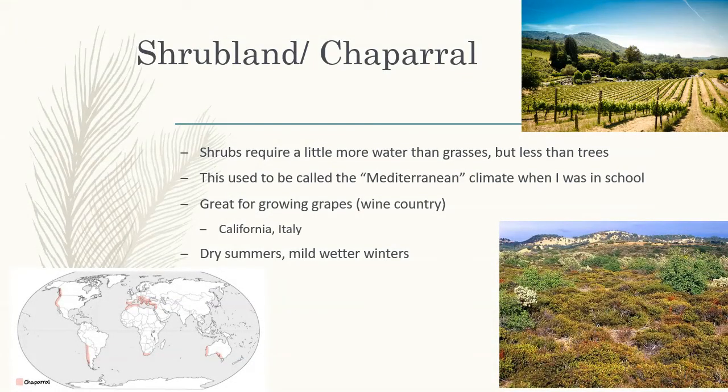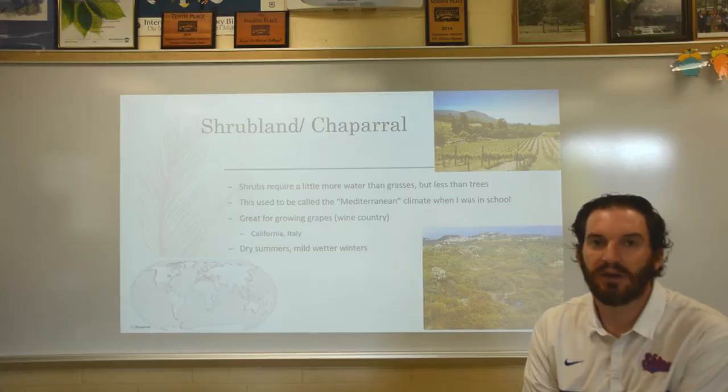Shrubland, also known as chaparral, okay? When I was in school, this was known as the Mediterranean climate. Why was it known as the Mediterranean climate? Because it was found pretty much around the Mediterranean. One easy way to remember where this climate exists is if it produces wine. If it is a wine growing region, it is going to be a Mediterranean climate.